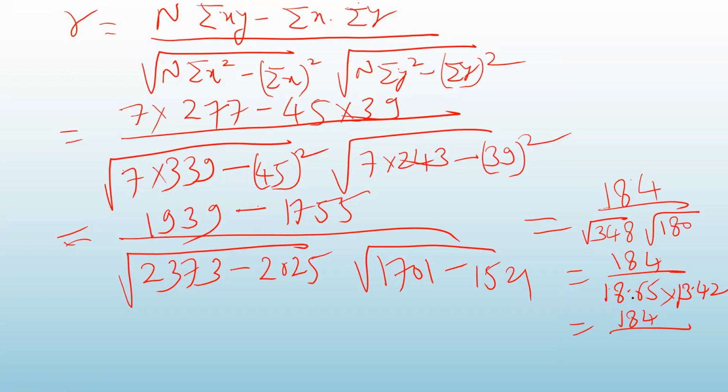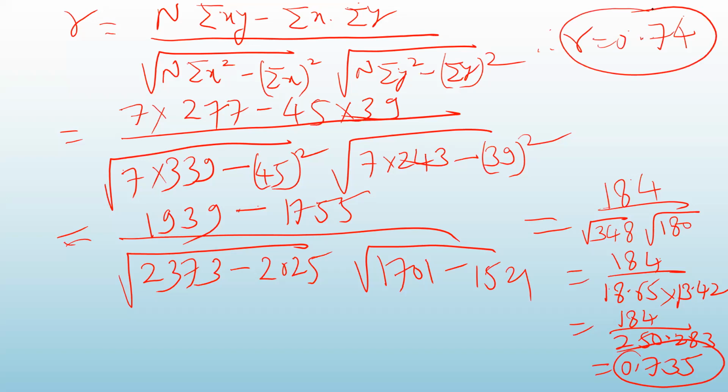So 18.65 multiplied by 13.42 gives you 250.283. Finally, divide 184 by 250.283. You will get 0.735. So finally the answer is 0.735. You can write 0.74, taking up to 2 decimal places. So the value of coefficient of correlation is coming as 0.74.